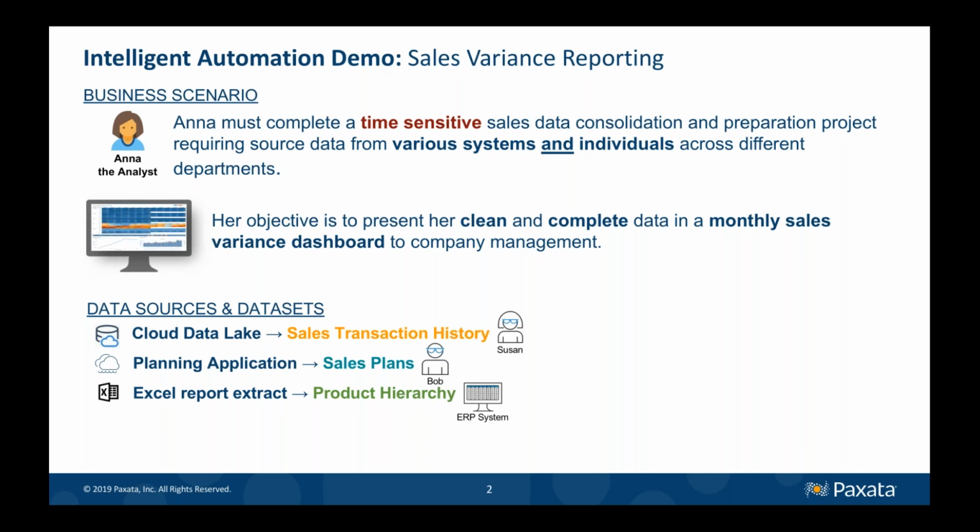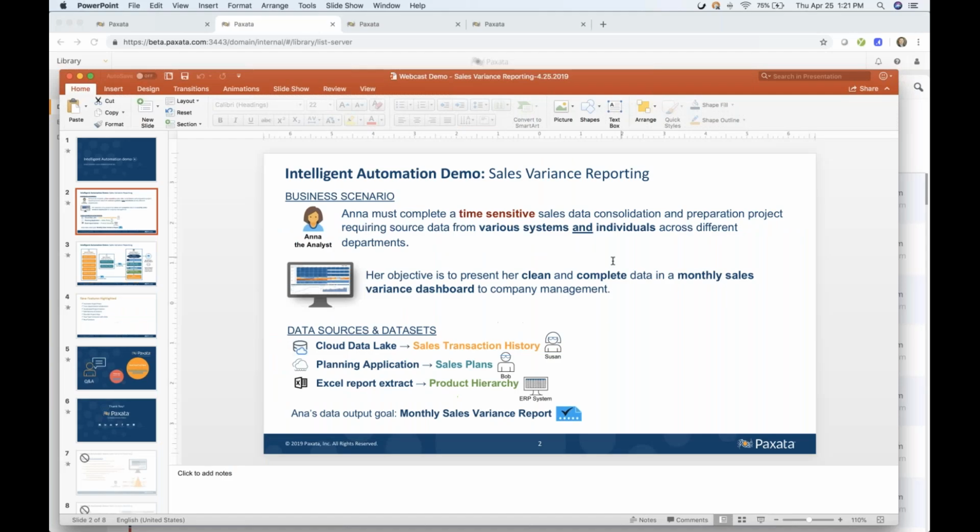And as you see here, we see Susan. She's owning the sales transaction data. Bob has a project that's consolidating the sales planning data for the core product lines as well as new product lines. And then the product hierarchy ultimately comes from a financial ERP system. Right, so our goal here is a monthly sales variance report. So let's jump into a live demo, and then we'll come back to slides just to revisit what we're able to do.